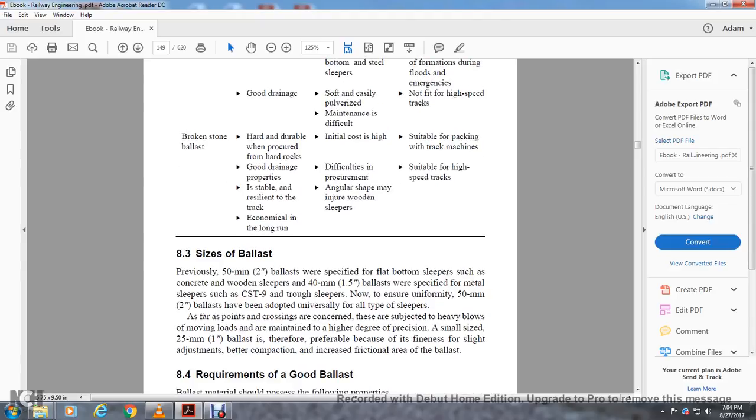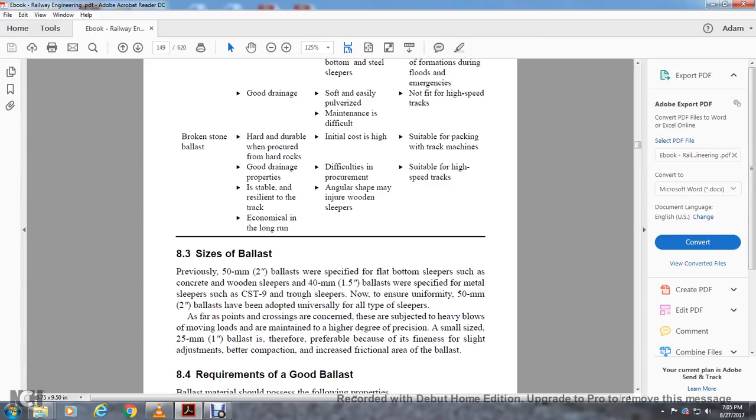8.3. Size of the ballast. Previously, 50 millimeter or 2-inch ballast was specified for flat-bottom sleepers, such as concrete and wooden sleepers. The 40 millimeter, 1.5-inch ballast was specified for metal sleepers, such as cast iron and trough sleepers. Now, to ensure uniformity, 50 millimeter ballast has been adopted universally for all types of sleepers.